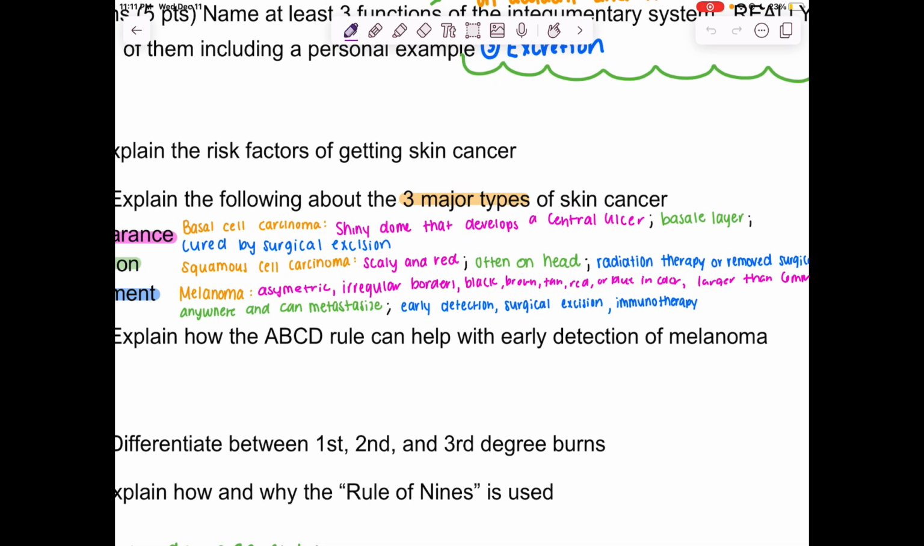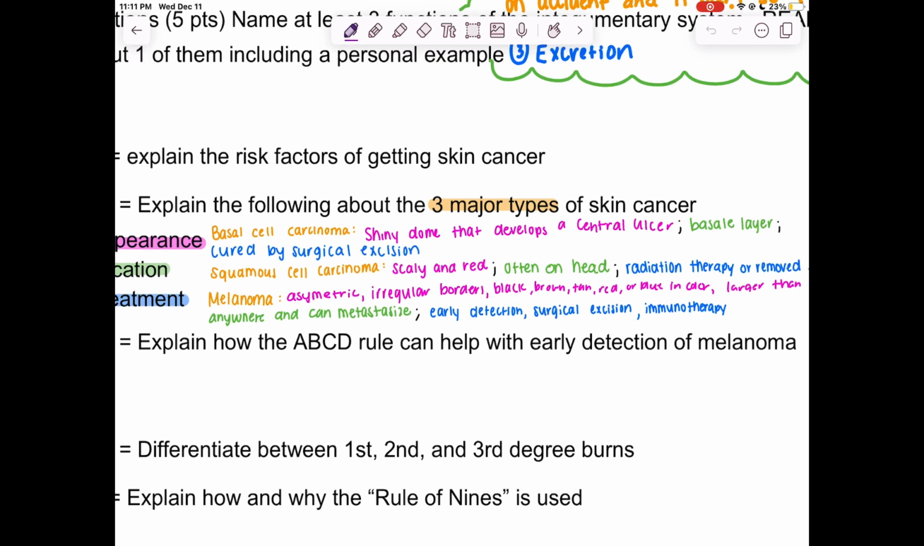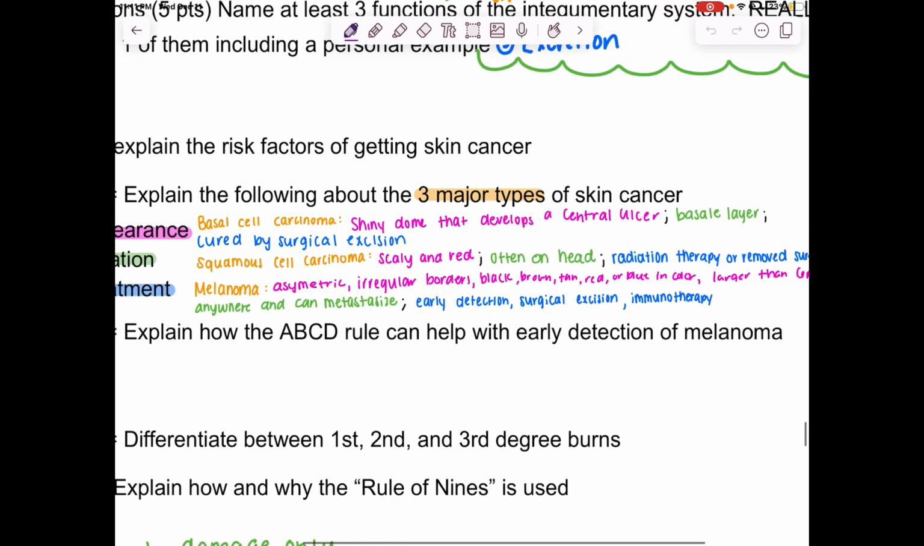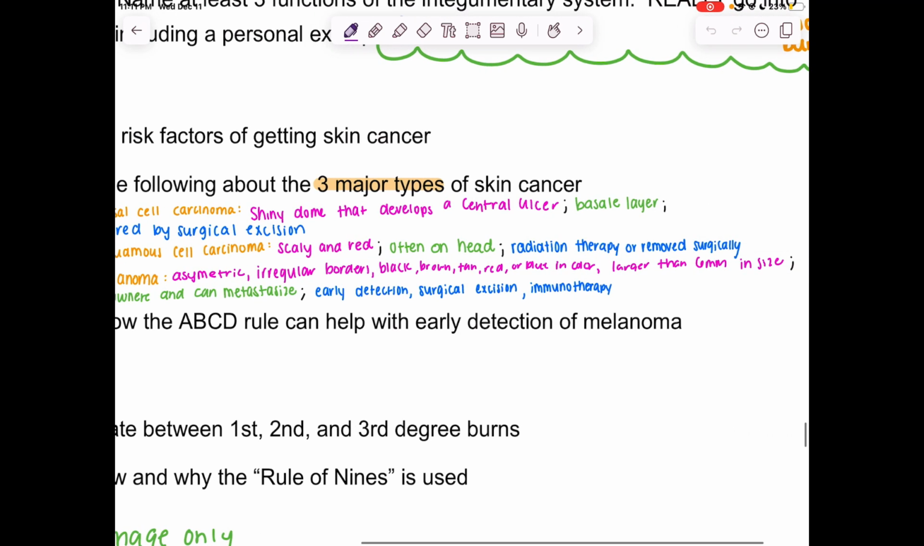Basal cell carcinoma looks like a shiny dome that develops a central ulcer or indentation. They're in the basal layer, and it's cured by surgical excision. Squamous cell carcinomas are scaly and red, and they're often on the head. To treat, you have to do radiation therapy or remove them surgically.